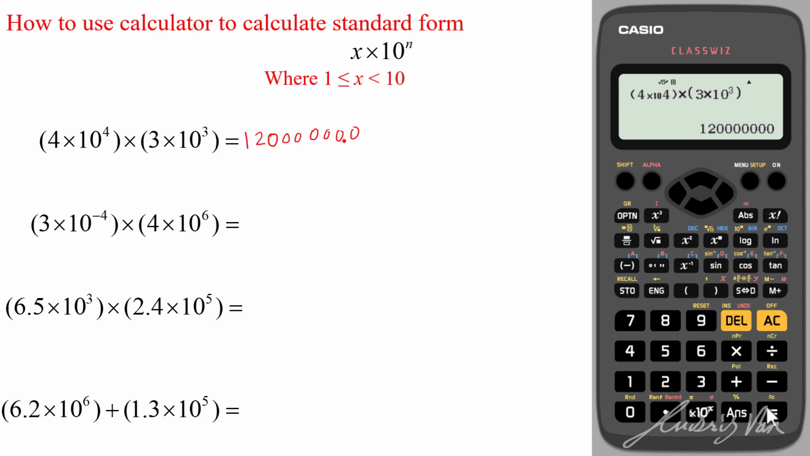Now, if the question did not ask you to leave your answer in standard form, you can just leave your answer as this format. But most of the time, they will ask you to leave your answer in standard form. So how do we write it in standard form? Very easy. The decimal place is here. So we move the decimal: 1, 2, 3, 4, 5, 6, 7, and 8. So this will be 1.2 times 10 to the power of 8.